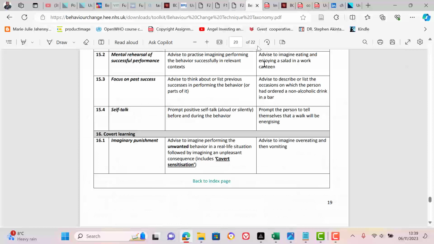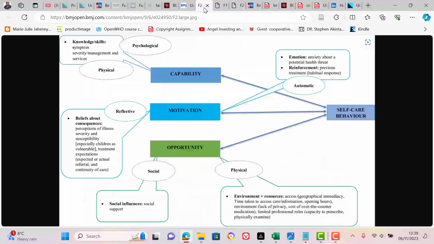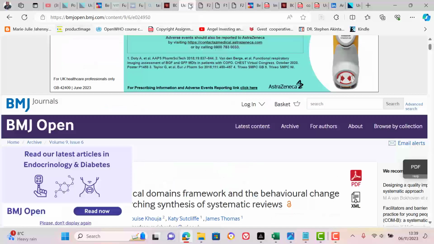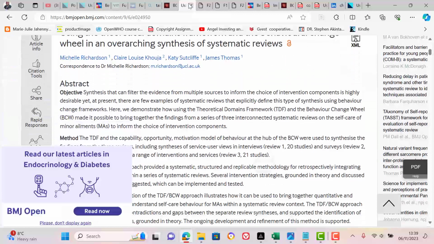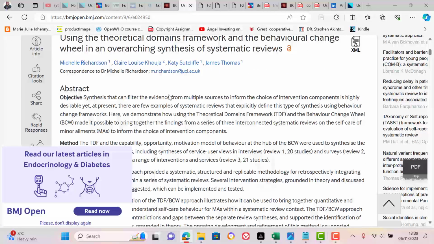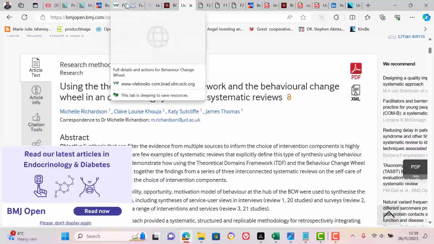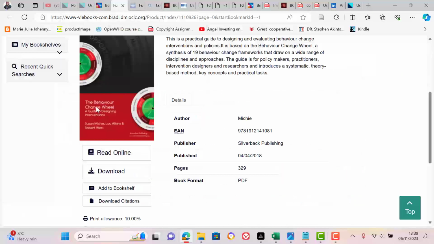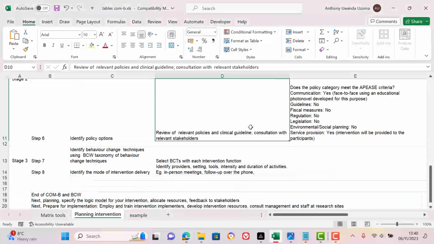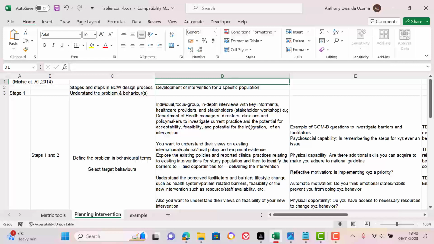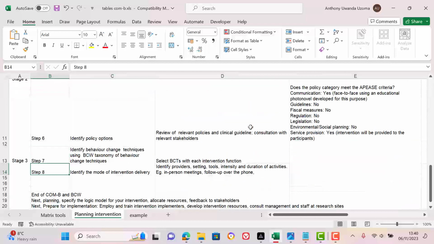Okay, and then read the article by Mitchell Richardson. This article here by Mitchell Richardson, and then make sure you get this book, The Behavior Change Wheel: A Guide to Designing Interventions by Michie et al. Try and read them. So when you read them and then you come back again and rewatch my video, this whole Excel sheet summarizes everything in a simpler way.